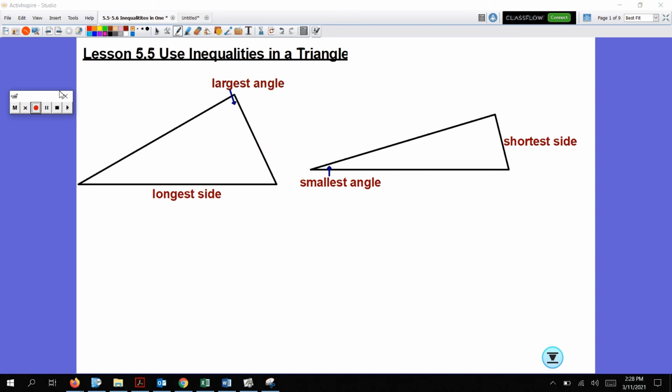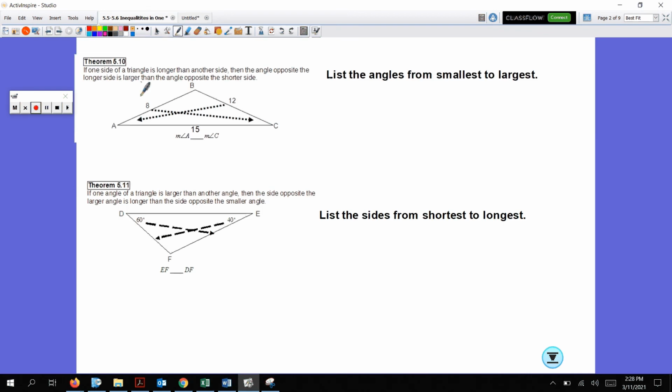If you take a ray from the largest angle, it will point to the longest side. Same if I go from the longest side, it will point to the largest angle. That is true for the largest and the smallest. Okay, so if I take a ray from the shortest side, it will point to the smallest angle. If I take a ray from the smallest angle, it will point to the shortest side. So this theorem here says a bunch of stuff about long sides and angles and whatnot, okay?